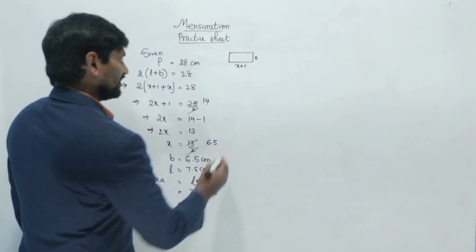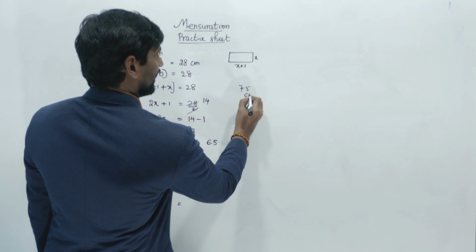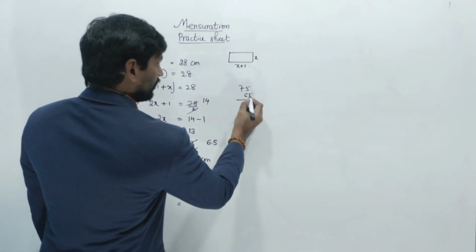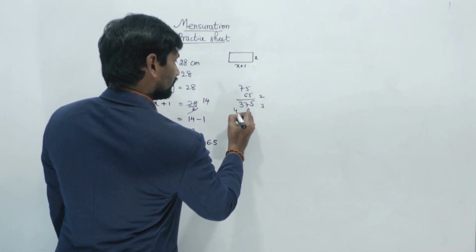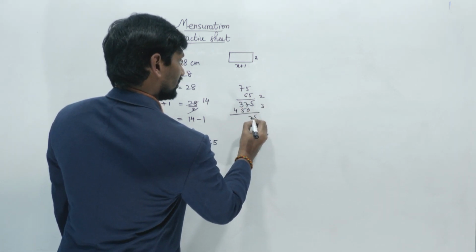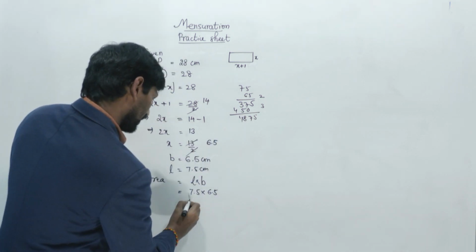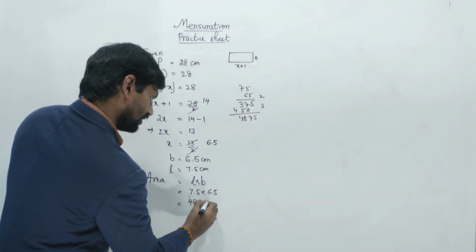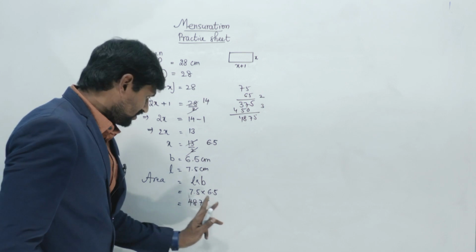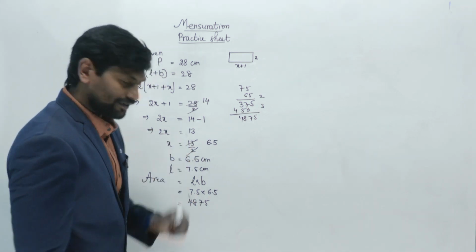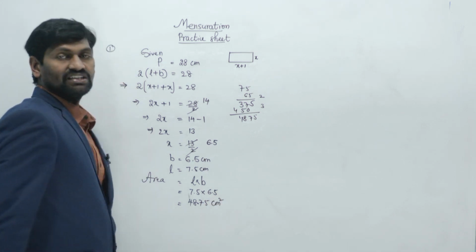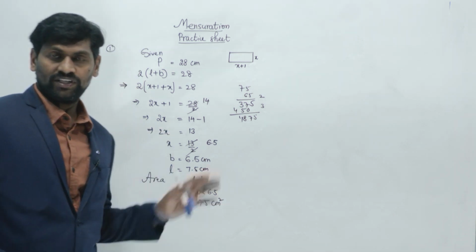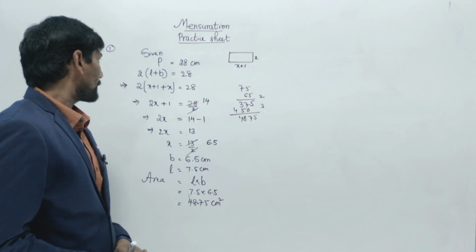Okay, 75, 65. Let us try to do the multiplication here. So 5 table, 5 5s are 25, 2, 35, 37, 33, 45. So 4875. In the first number there is 1 decimal value, here also 1 decimal value, total 2 decimal values. 48.75 centimeter square is our required answer. Please note this.